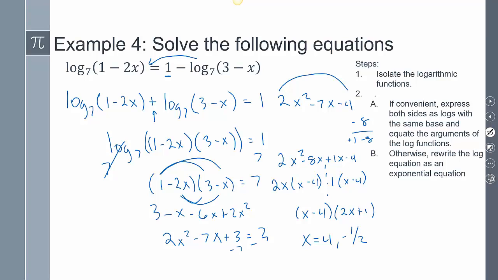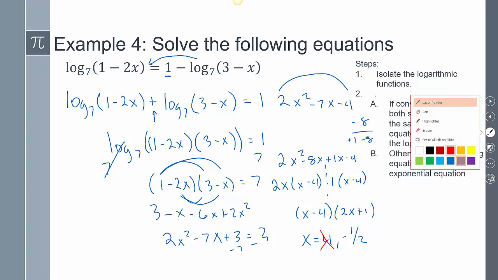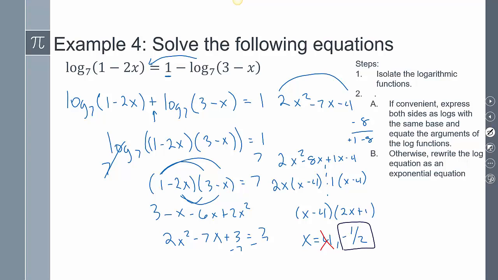So now I have to test. If I plug positive 4 back into my function, I get 1 minus 8. That gives me negative 7. I can't have a negative inside of my log, so it's excluded from my domain. If I plug in this negative 1/2, 3 minus negative 1/2, that's positive. 1 minus 2 times negative 1/2, that's also positive because negative negative will be plus 1, so I get log of 2. So this one is a working solution because it doesn't contradict my domain.